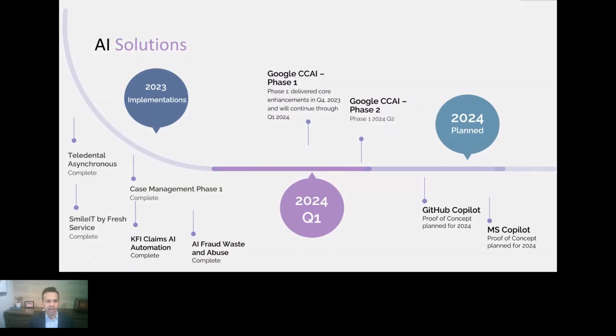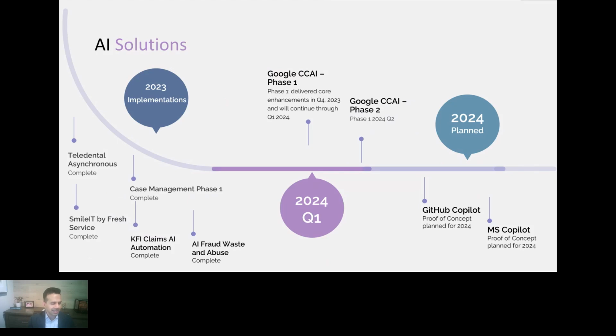This is kind of the AI solution implement timeline, if you will. So you can see teledental, asynchronous case management, AI fraud. So all the projects that we looked at, we have gone through all of those.